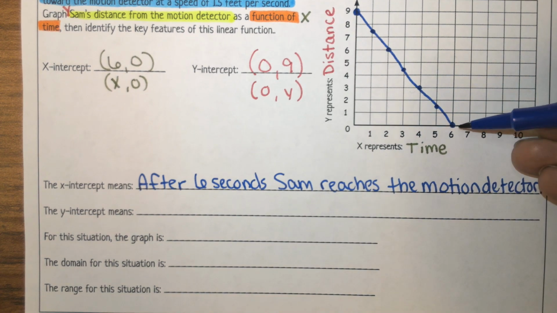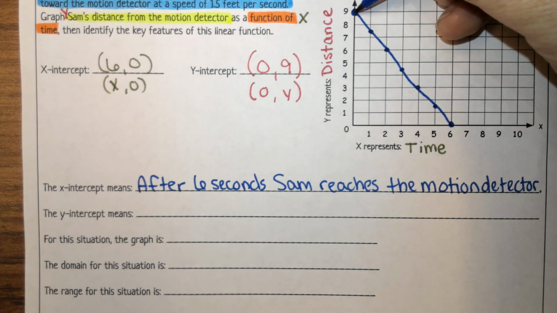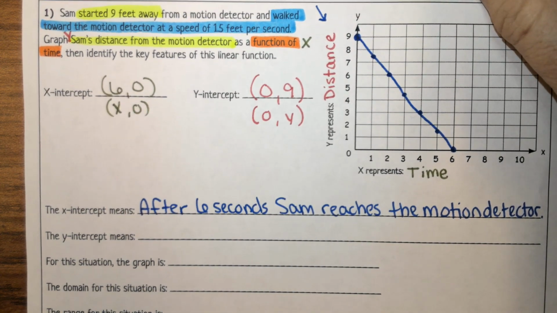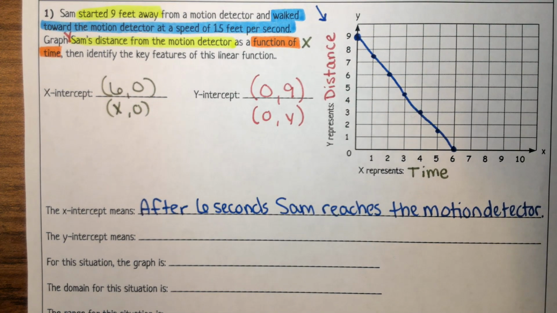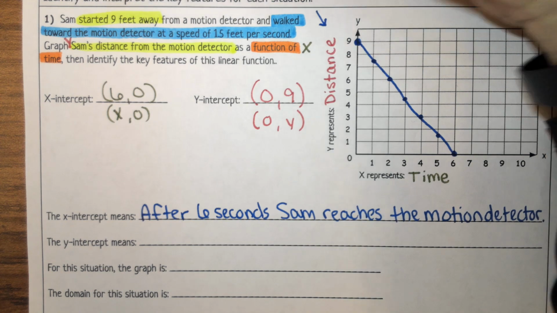Because if I'm 0 feet away, that means I've hit it, like I've run into it. So after 6 seconds, I'm at the motion detector. Okay, the next one, y-intercept. Well, my y-intercept is up here. That's 9, right? So this is 9 feet, because we're talking about distance. So I have 9 feet is where I start from the motion detector, because that's what it tells me in the sentence. So the y-intercept is how far away I started from the motion detector.